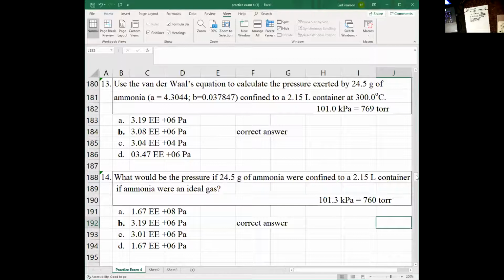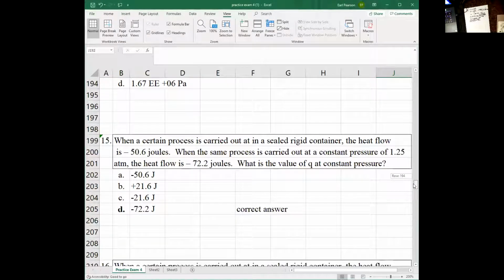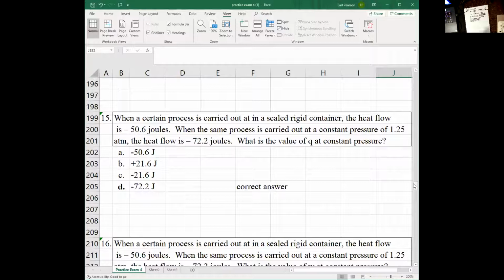Okay, so we got number 14, right? Now let's do number 15. All right, so number 15, we got a process carried out in a sealed rigid container. Now, what did that tell me? Well, anything that's in a sealed rigid container, delta V is going to be 0.